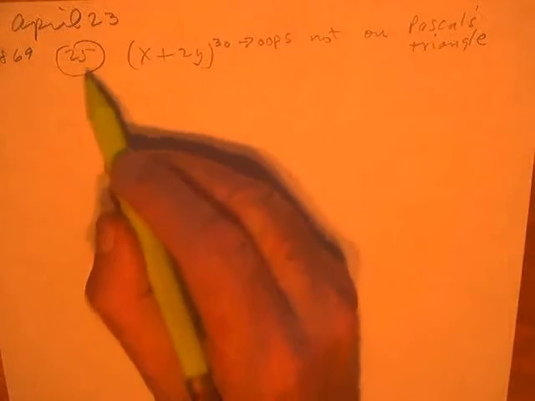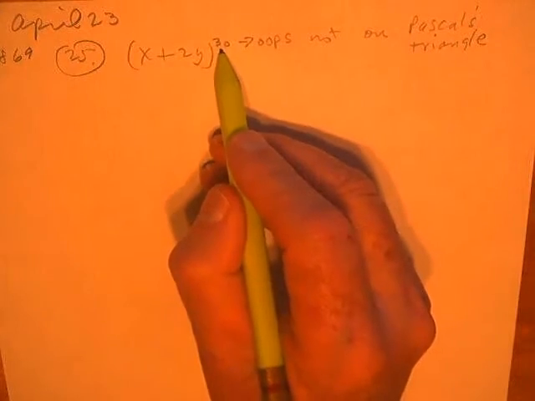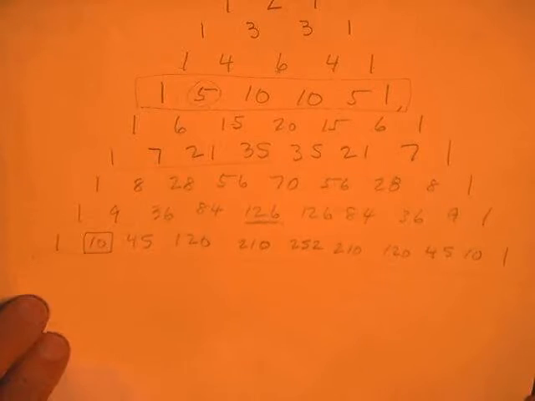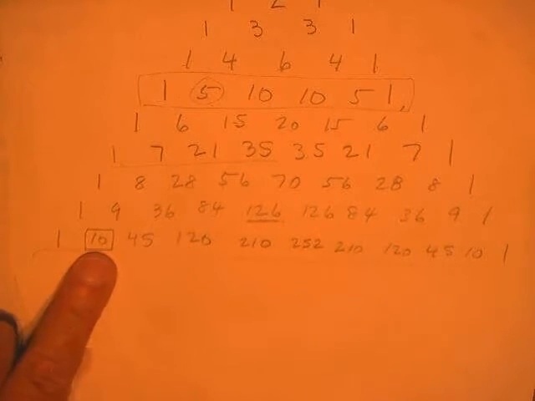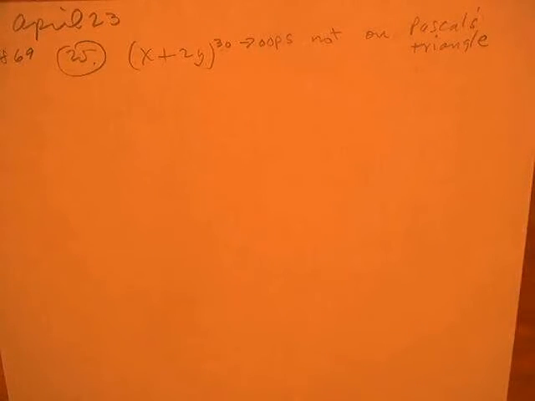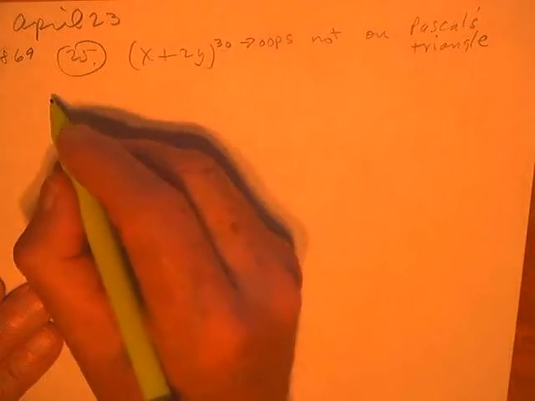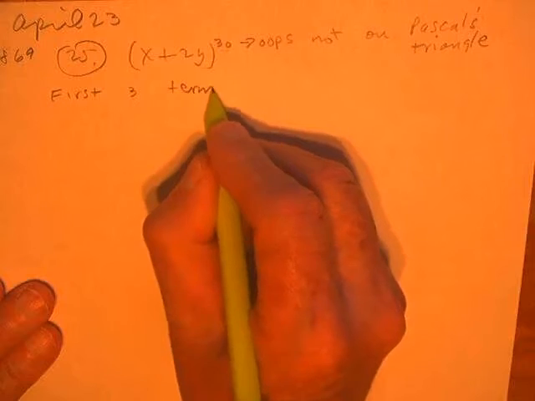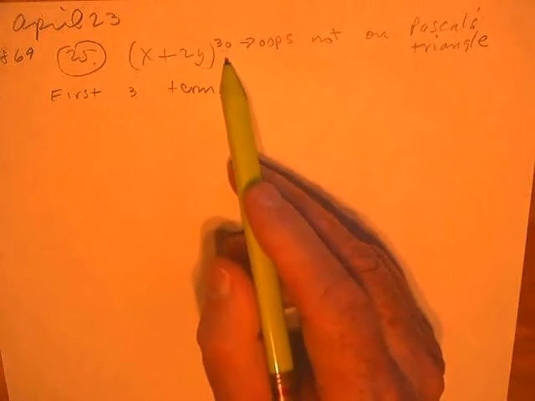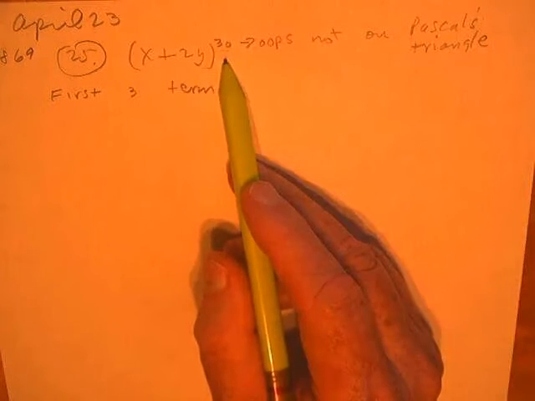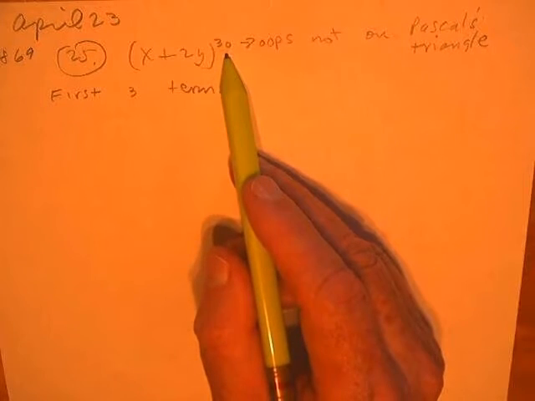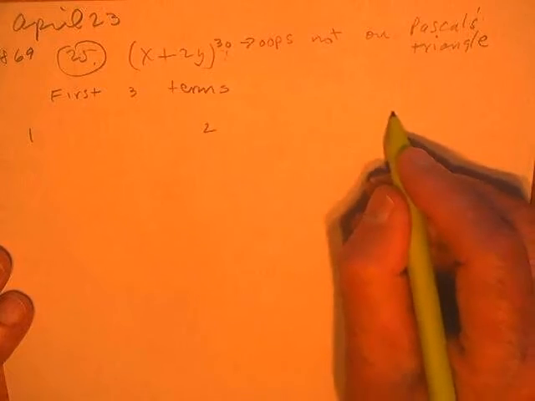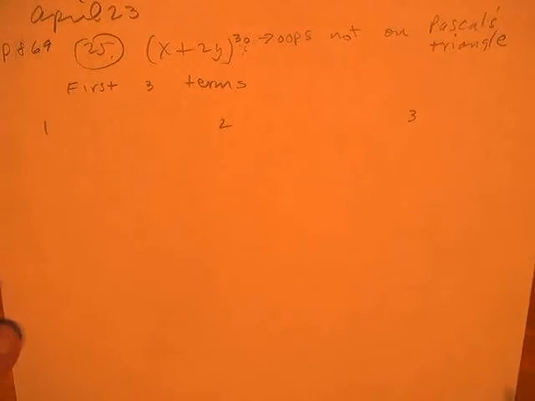Okay, here we go on 25, and the world shifts a little bit because all of a sudden now they make my power something really big. Oops, Pascal's triangle only goes to the 10th row, so we can't do that. But they also only want us to find the first 3 terms. There are 31 terms. There's always one more term than the power. So they only want me to find the first 3 terms.